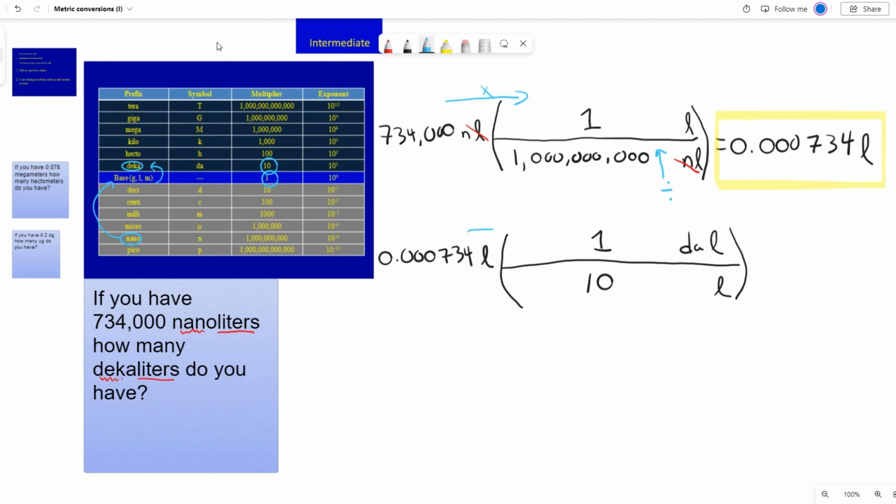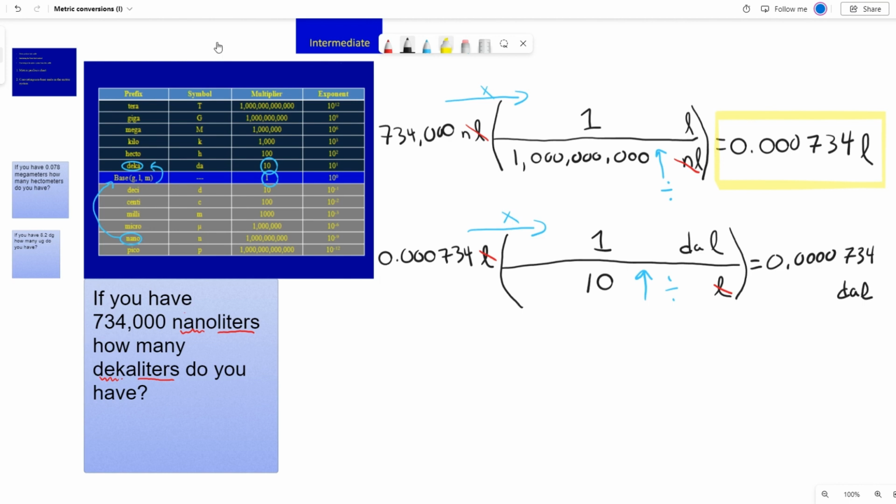We'll then do what we've always been doing for the factor label. We'll multiply across and divide up. Hopefully this is getting more second nature to you when you set the problems up. We can see that the liters and the liters cancel out. So we take 0.000734, multiply it by 1, which just gives us the same thing, and then divide by 10. And if you divide by 10, it puts another 0 in, so we'd have 0.0000734, and the units on that would be a decaliter.